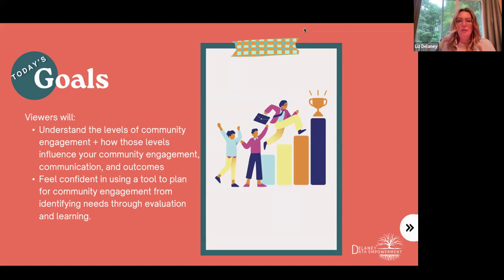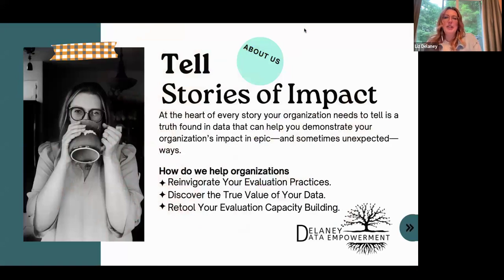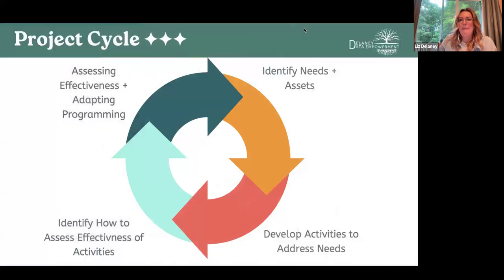Data Empowerment. Before we get into the meat of the material, I want to tell you a little bit about Delaney Data Empowerment. My name is Liz Delaney, and I am the founder and principal consultant with Delaney Data Empowerment, and we help you tell stories of impact. We believe that at the heart of every story your organization needs to tell is a truth found in data that can help you demonstrate your organization's impact. And so how do we do that? We do that by helping you to reinvigorate your evaluation practices, to discover the true value of your data, and to retool any sort of evaluation capacity needs that you might have. So let's get into it.